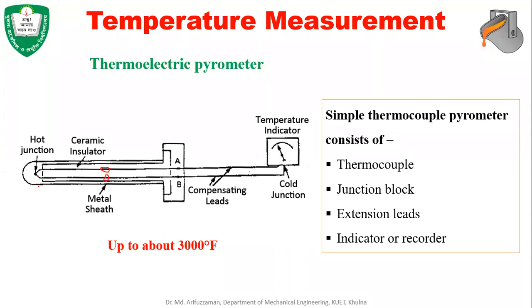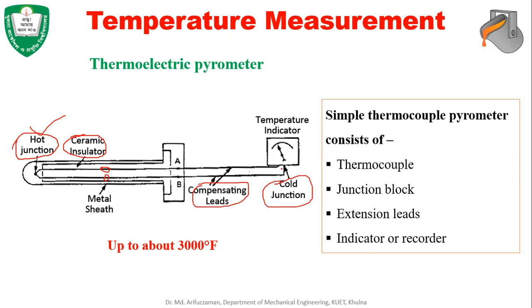The two different wires have to be twisted together at the hot junction, the point where these two wires are connected together and twisted. It has to be insulated using ceramic insulators. Both wires should be insulated and should not touch each other at any other point. Those wires are connected with compensating leads to a cold junction where they are again connected.